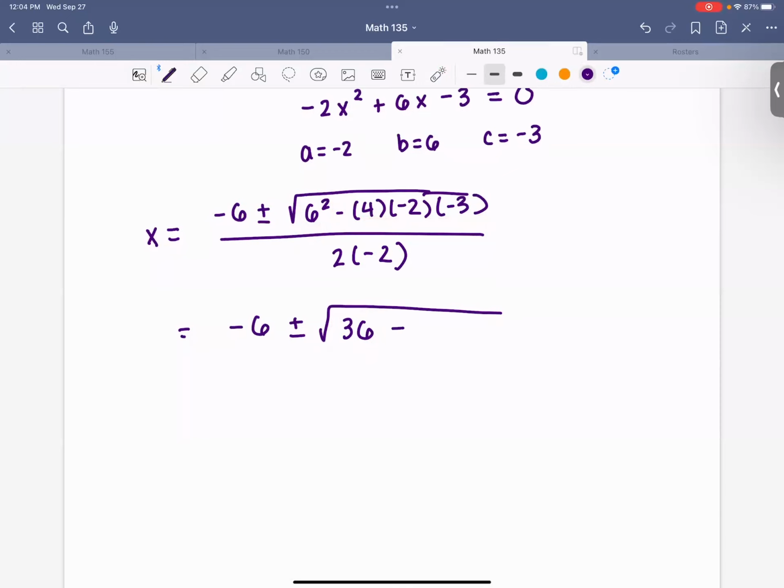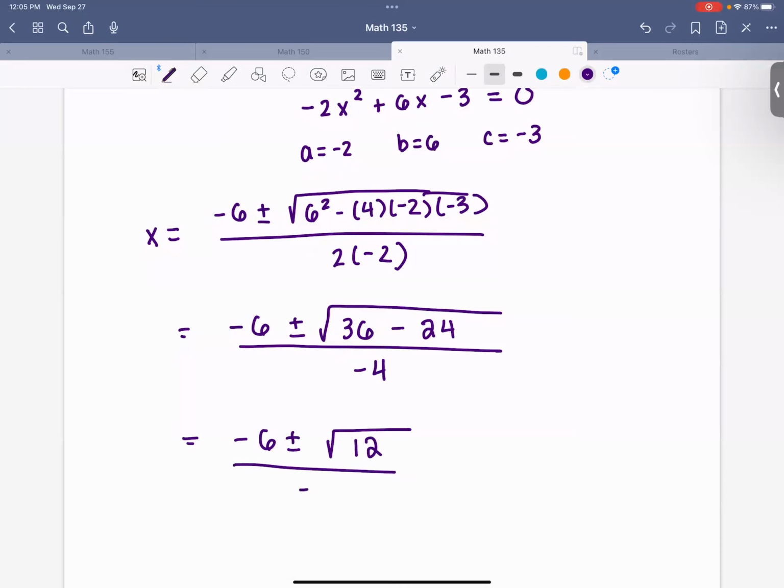What is 4 times 2 times -3? Yes, 4 times -2 times -3. Positive 24. Perfect. All right. And 2 times -2 is -4. Okay. That's for 12. Yeah, I guess it would be -6 plus or minus. This is 12 when you do the subtraction. Yeah, I can't really make that a whole number.